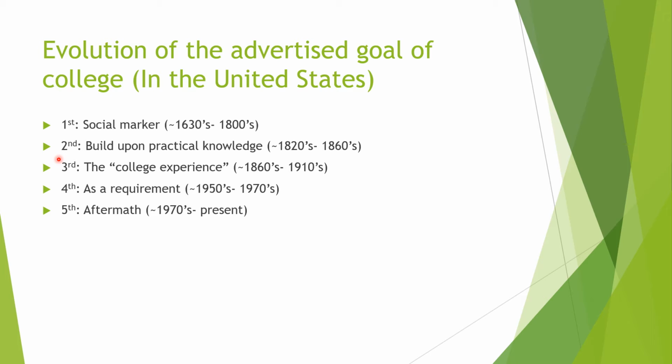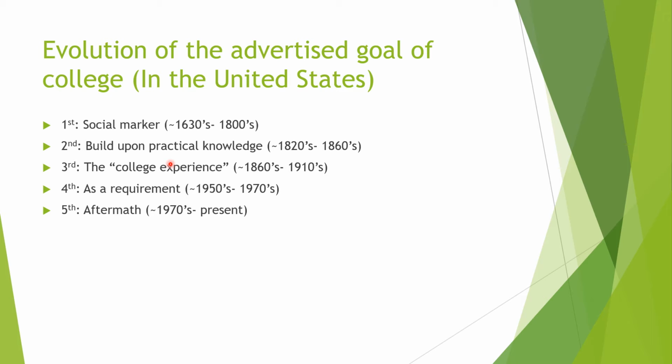The second reason: as time passed, more colleges were built. Certain laws were passed to make it more accessible to generally the farming class, farmers, agriculturists, and so forth. In doing that, to appeal to this new demographic that was being reached more widely, the advertised goal changed. Prestige was less advertised, and it went to the theme of building upon practical knowledge.